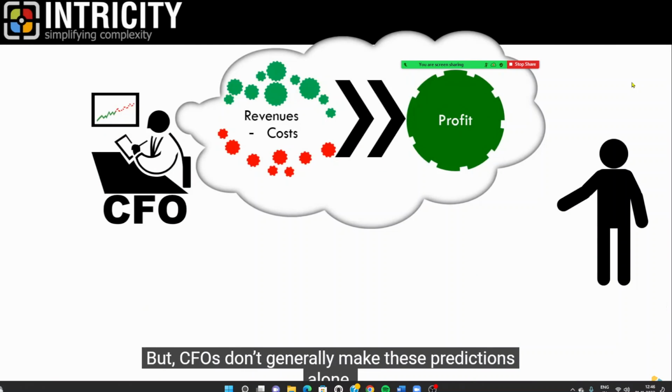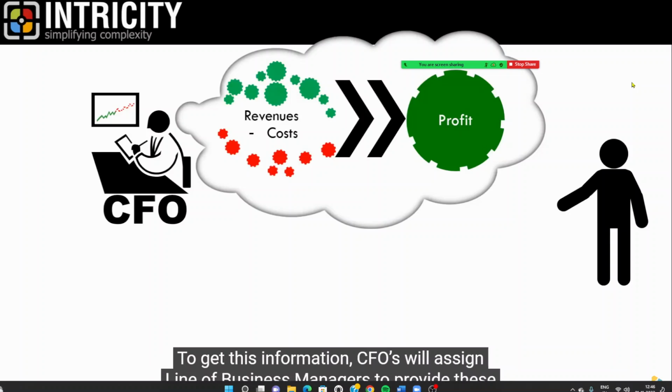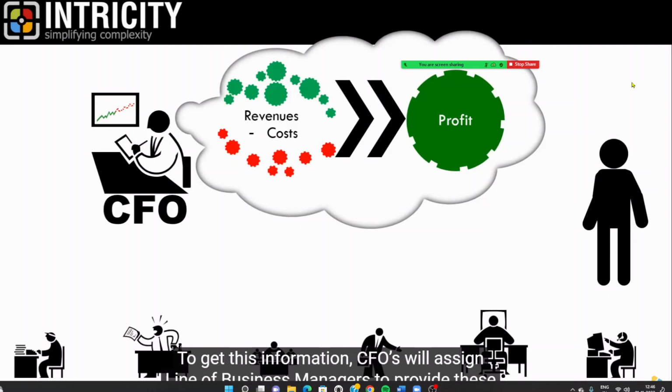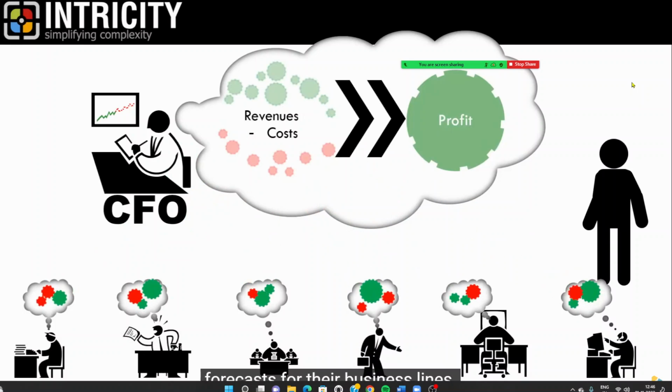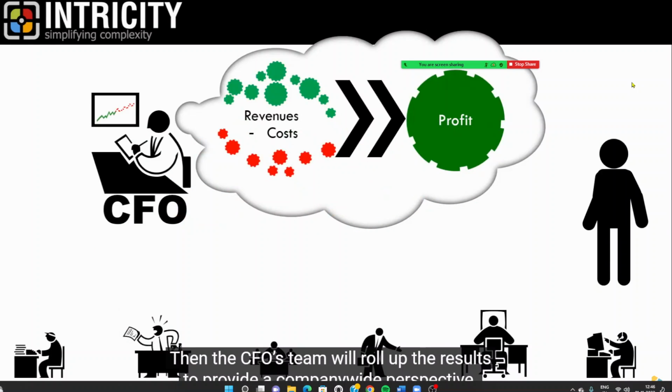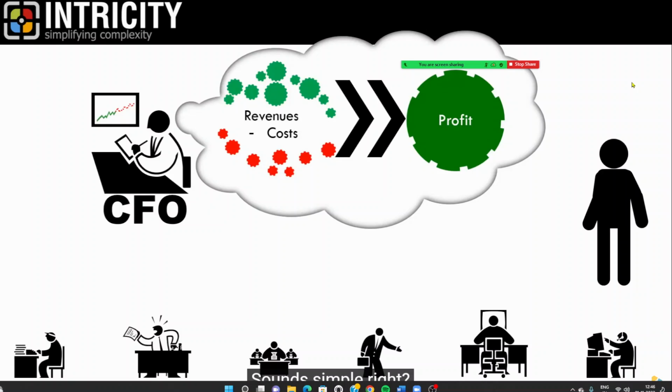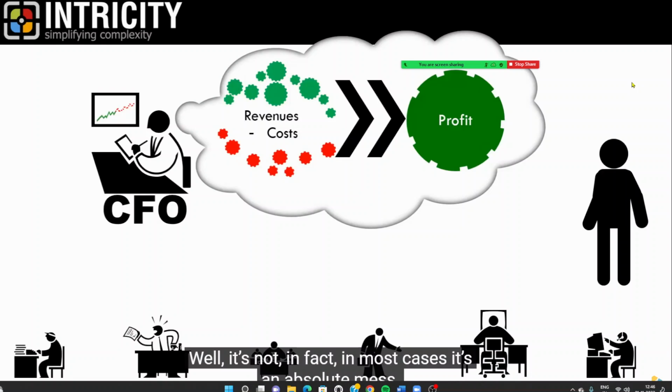But CFOs don't generally make these predictions alone. To get this information, CFOs will assign line of business managers to provide these forecasts for their business lines. Then the CFO team will roll up the results to provide a company-wide perspective. That sounds pretty simple, right? Well, it's not. In fact, in most cases, it's an absolute mess.